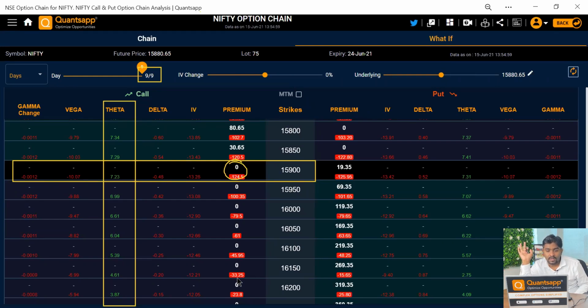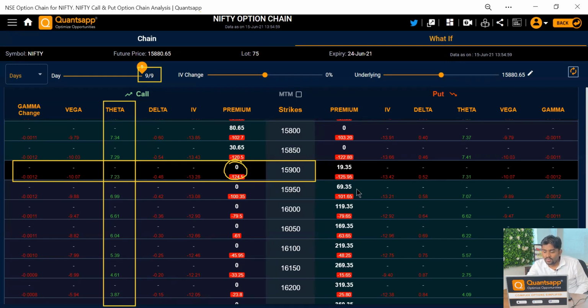Strike prices above 15,800 will not hold any value. They will turn to zero and be dusted. Zero means zero. These options will expire worthless. The same is on the put side, on the downside. From below 15,900, all options will become zero on the put side. So that is the concept of theta.